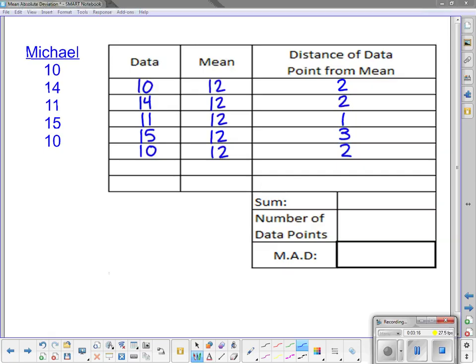The next thing that I need to do is find the mean of the distances away from the average. So I need to find the sum of 2 plus 2 plus 1 plus 3 plus 2, which gives me a total of 10. I now need to write down how many data points we had, which were 5 data points. And now I need to divide 10 divided by 5, which gives me 2. That means that the mean absolute deviation for Michael was 2. We'll talk about what that means in a moment.